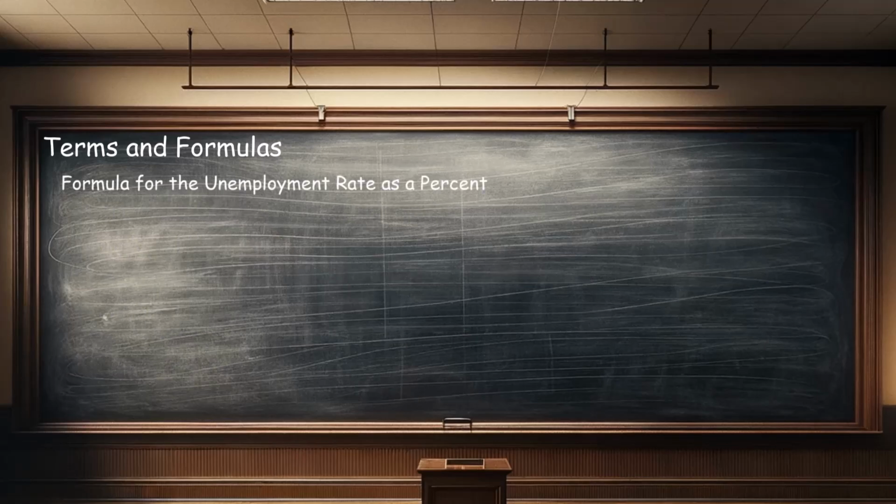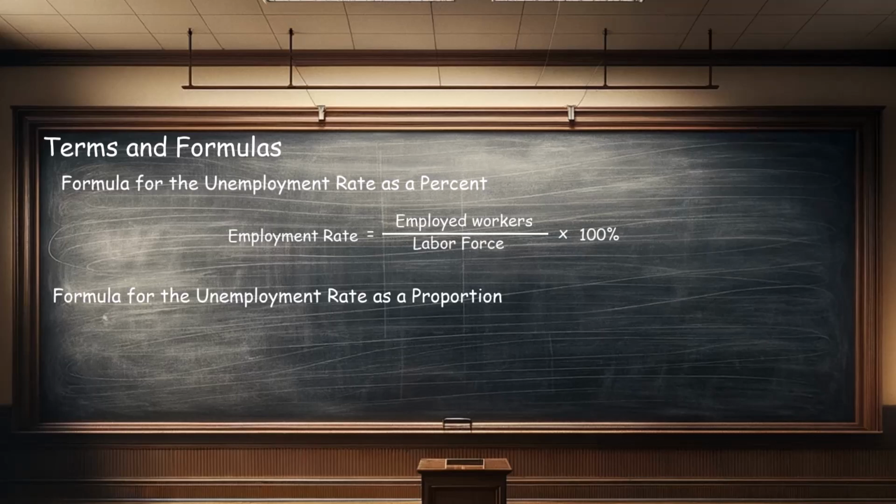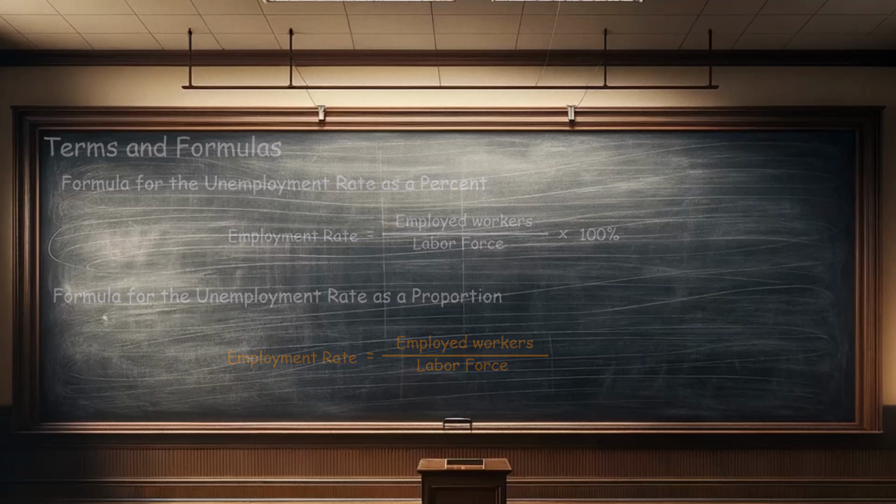If the employment rate is written as a percent of the labor force, the formula is the employment rate equals the number of employed workers divided by the labor force times 100%. If the employment rate is presented as a proportion or decimal fraction of the labor force, the formula is the employment rate equals the number of employed workers divided by the labor force. In this video, let's represent the employment rate as a proportion of the labor force.